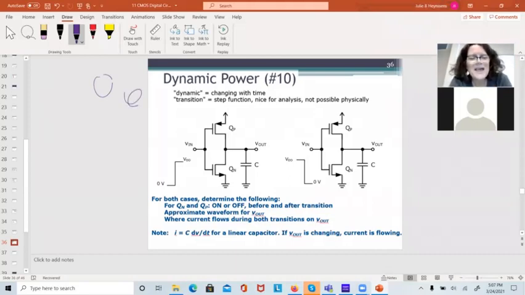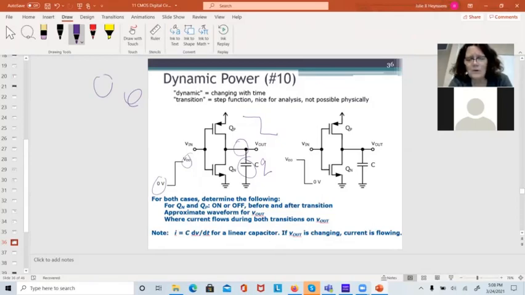Okay, if I'm switching between 0 and VDD, this means the output's going from VDD to 0. This capacitor is initially charged, and I've got to take the charge off of this capacitor and take it down to 0. So the charge has to move, and moving charge is current. Current is defined as coulombs per second, amount of charge per second, dq/dt. So I've got current flowing every time I switch.